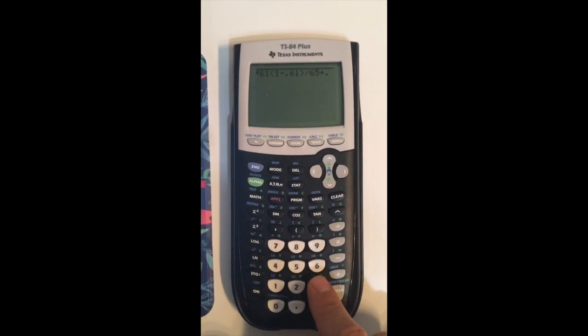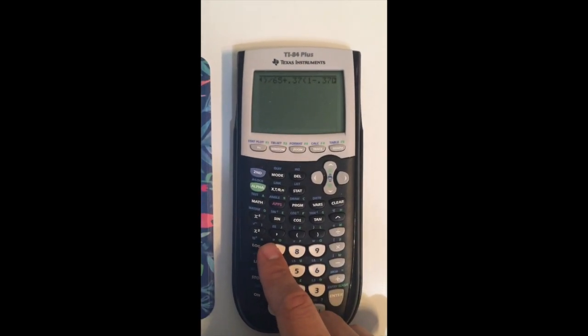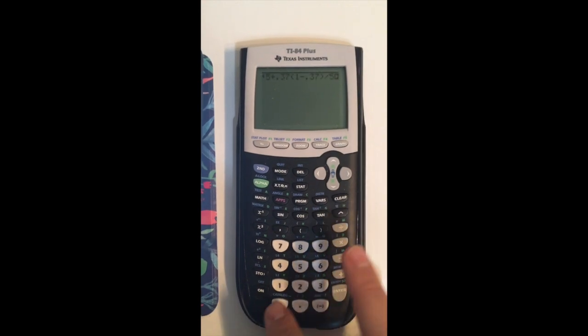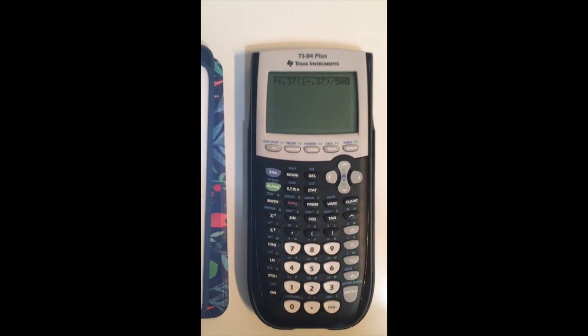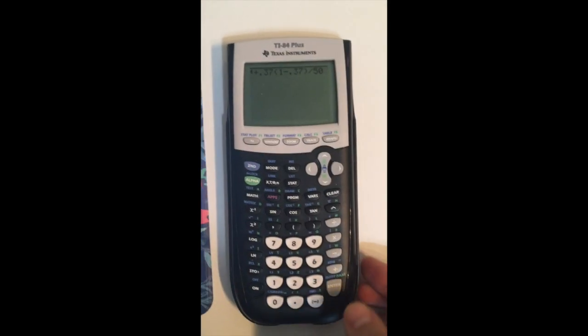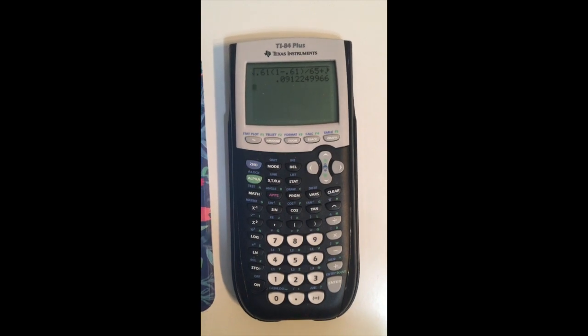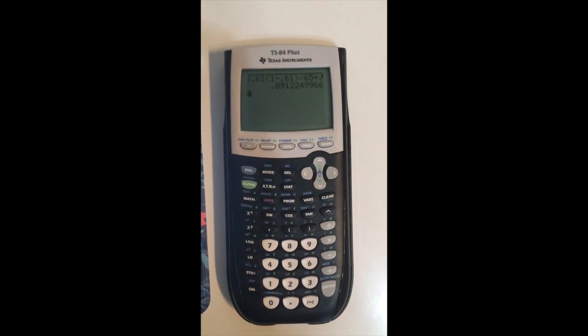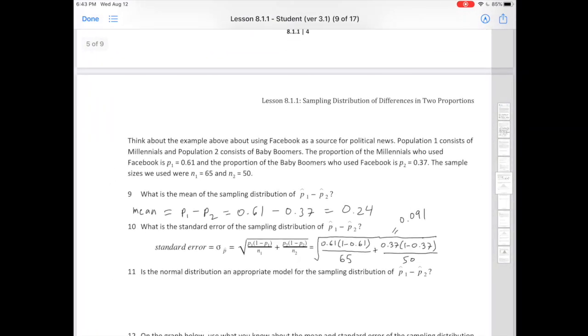Plus 0.37 times 1 minus 0.37 close parentheses divided by 50. All of that is under the square root. Now, if you don't have a calculator that elongates the square root like that, you need to put parentheses around the entire thing. But when I hit enter here, I get 0.091 as my answer for the standard error. So we got 0.091. Okay, that was what we got for the standard error. Make sure you practice doing that on your calculator so that you can see that you get the same answer as me.